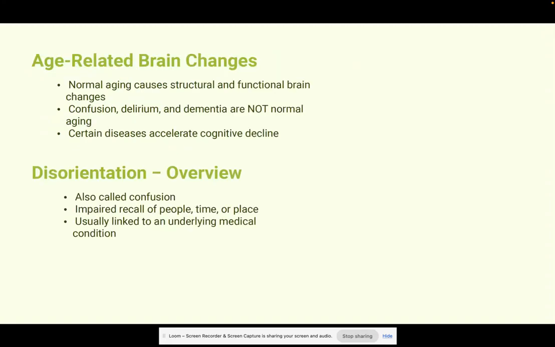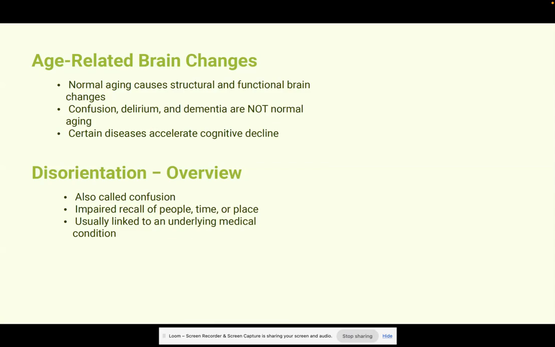So first, age-related brain changes. Normal aging causes structural and functional brain changes. The confusion, the delirium, dementia is not part of normal aging, right? Those are considered symptoms or illnesses or related to existing disease that the client is experiencing. It's not a normal process, okay? They might experience confusion, delirium, dementia because certain diseases accelerate the cognitive decline of the individual.